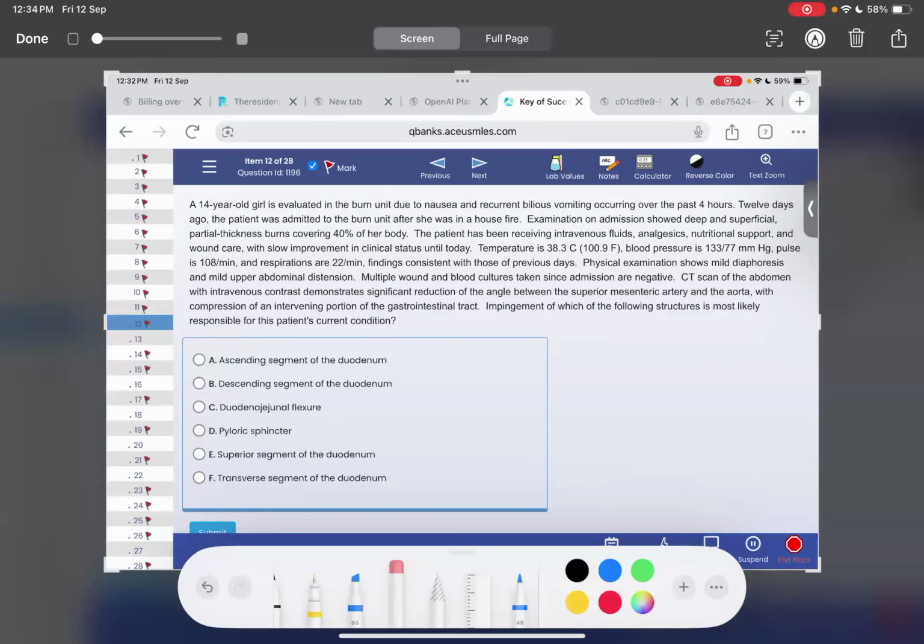Physical examination shows mild diaphoresis with mild upper abdominal distension. Multiple wound and blood cultures taken since admission are negative. CT scan of the abdomen with IV contrast demonstrates significant reduction of the angle between the superior mesenteric artery and the aorta, with compression of the intervening portion of the GI tract. Impingement of which of the following structures is most likely responsible for this patient's condition? Which of the following is the most likely?